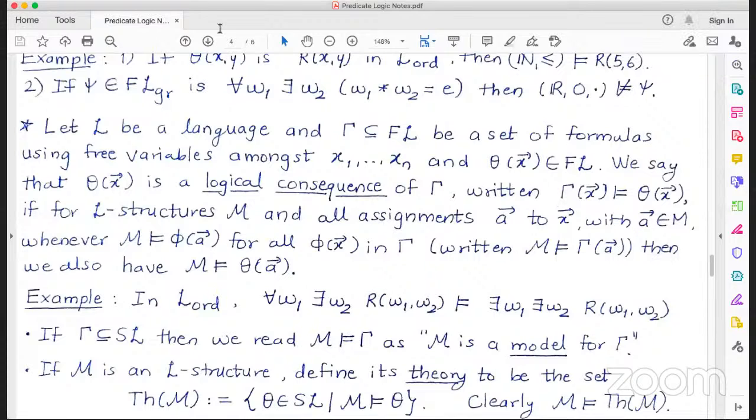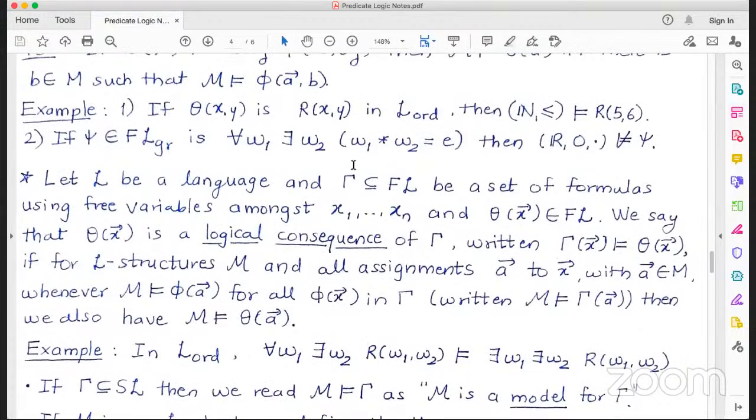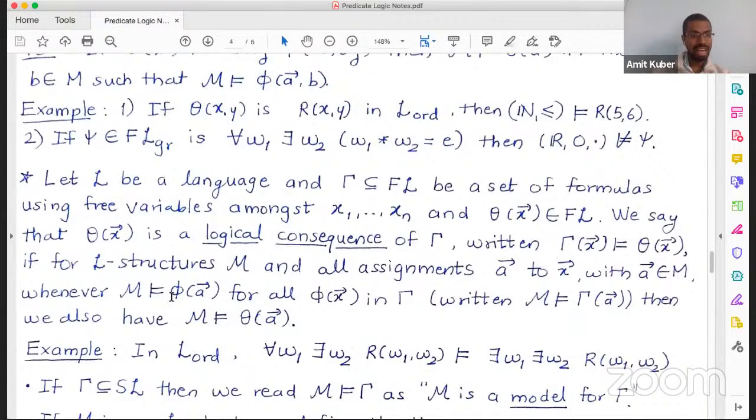Can you repeat this? Yes. We have to verify this condition: whenever phi is true in M at A bar, then theta is true in M at A bar, for all L structures M and for all assignments A bar to X bar. So for all substitutions. There are two quantifiers here: for all L structures and for all assignments. The second depends on the first, because you first choose the structure M and then you choose the assignment A bar in M.